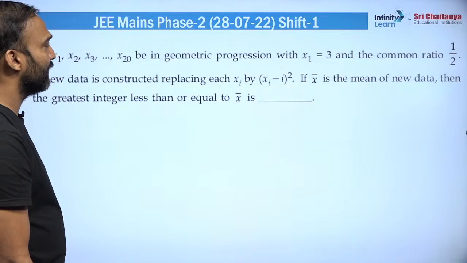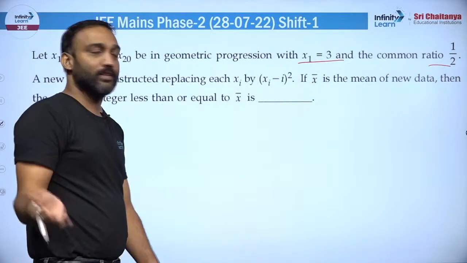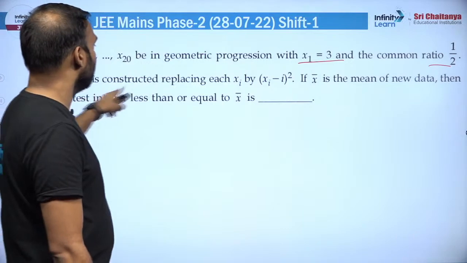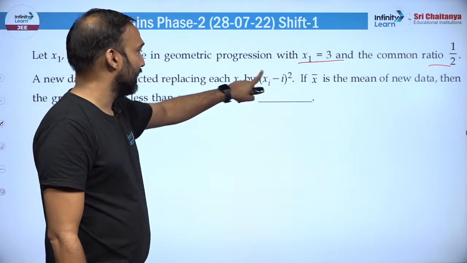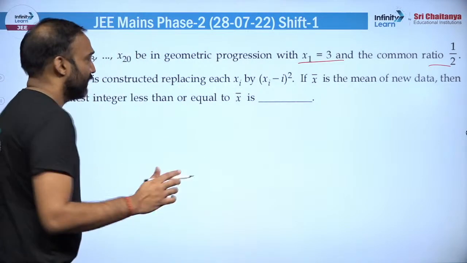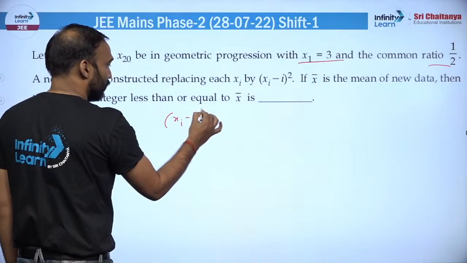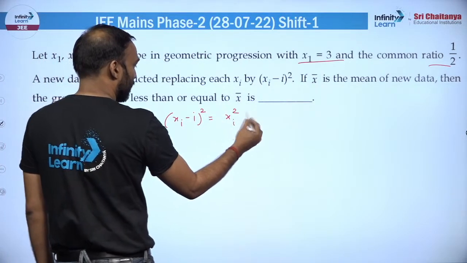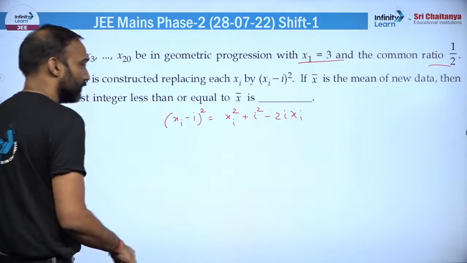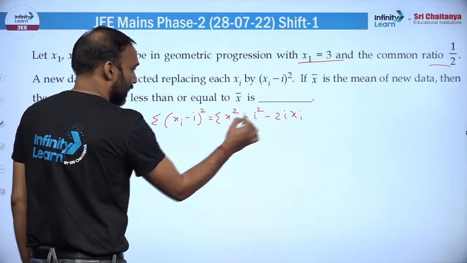The first term is 30 and the common ratio is 1 by 2. So in this particular sequence, I know everything, right? I know the first term, I know the common ratio, so I can write down all the terms. Our new data is constructed by replacing x_i by (x_i minus i) whole square, and I have to find out the mean of the new data. Okay, so first of all, I'll try to simplify this. (x_i minus i) whole square would be x_i square plus i square minus 2i x_i, right? So if I find out the sigma for this, I can find out the mean.